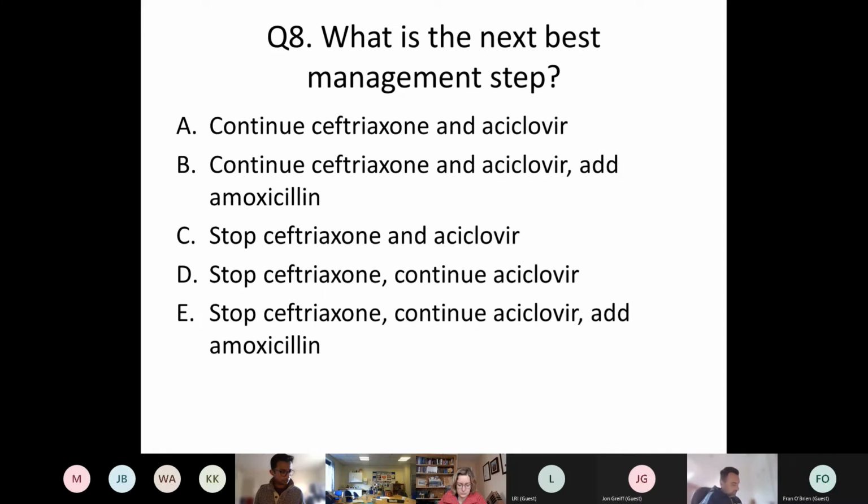What's the next best management step here? Again, another antimicrobial treatment question. So would you continue the ceftriaxone and the acyclovir? Would you do that and add in amoxicillin? Stop the ceftriaxone but carry on, or stop both things? Stop ceftriaxone but continue the acyclovir, or stop the ceftriaxone, continue the acyclovir, but also now add in amoxicillin.